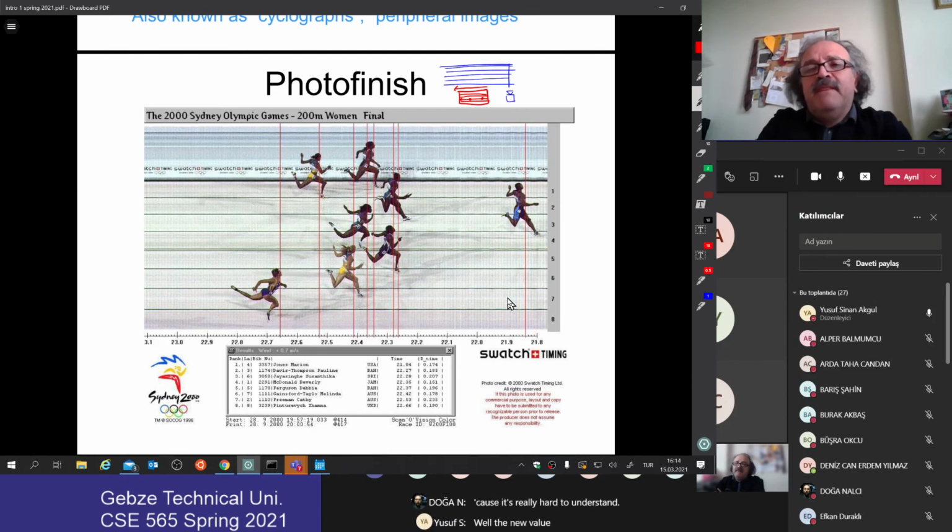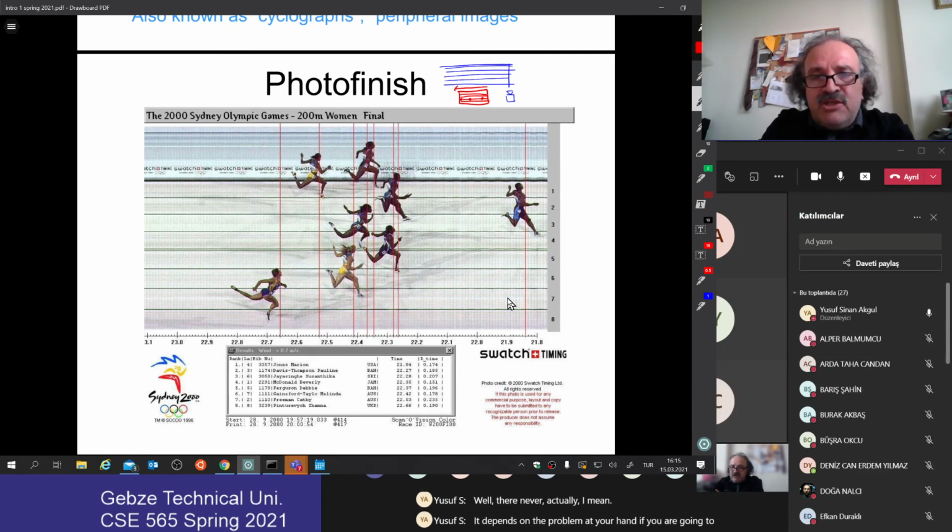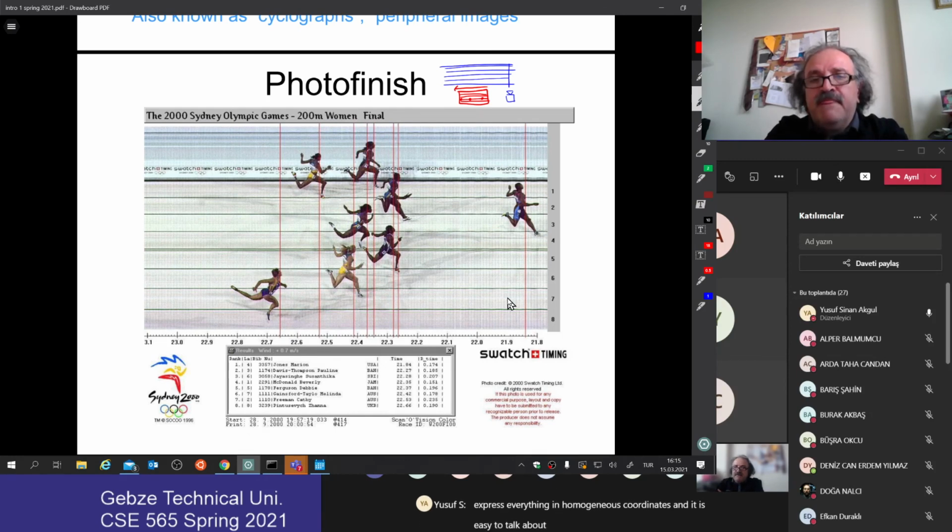Well, it depends on the problem at hand. If you are going to talk about the three-dimensional world, then it is much easier to express everything in homogeneous coordinates, and it is easy to talk about vectors. But if you are doing image processing, image in and image out, then you don't have to deal with the homogeneous coordinate system, the three-dimensional world or vector representations. All you care about is just two-dimensional XY integer pairs. Second column, third row, that's it. Okay? Depends on what you are doing.